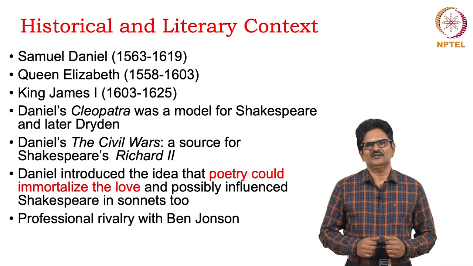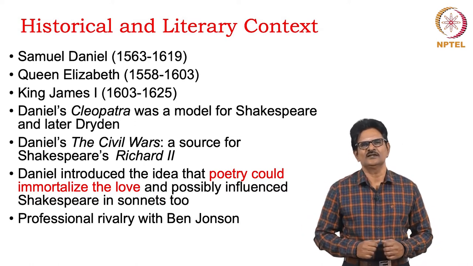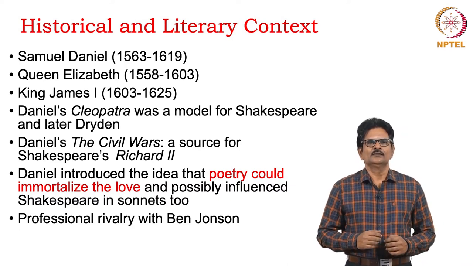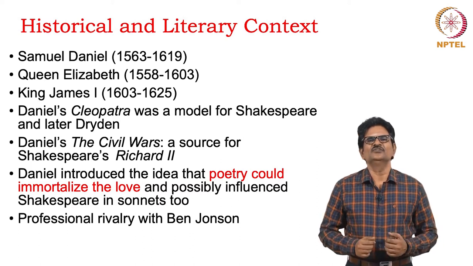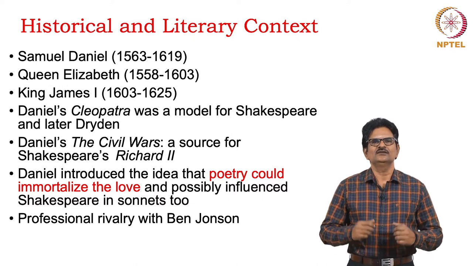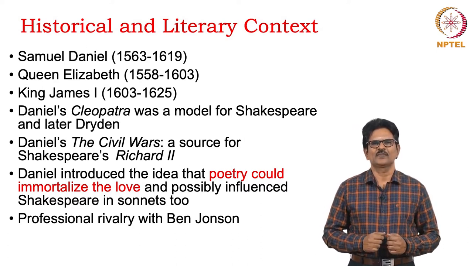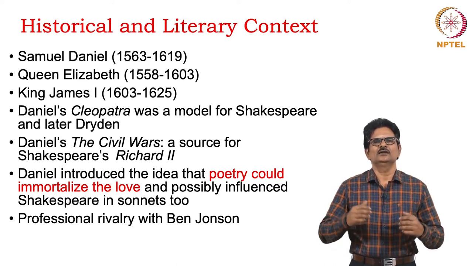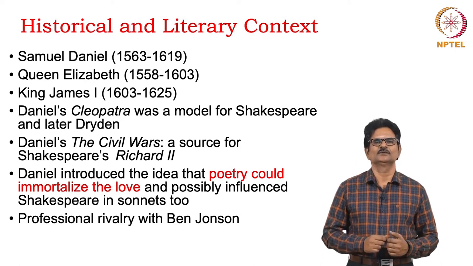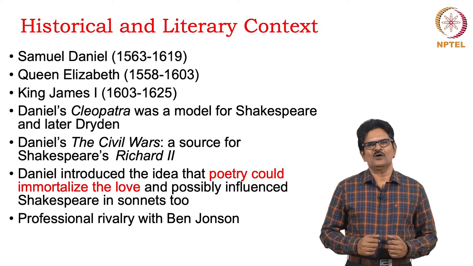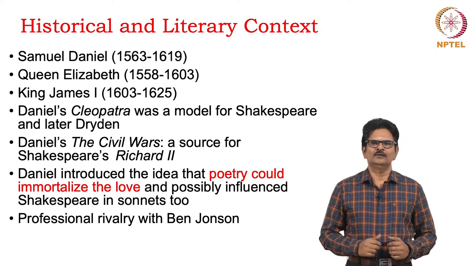What are the historical and literary contexts that shaped Samuel Daniel, the poet who was born in 1563 and who died in 1619? In this period, we see that two monarchs ruled England. Queen Elizabeth ruled England from 1558 to 1603, and King James I was the monarch from 1603 to 1625. In this period, Daniel wrote many poems, plays, historical books, and sonnets. In fact, Daniel wrote a play called Cleopatra, which became a model for Shakespeare's Antony and Cleopatra and later Dryden's play All for Love.